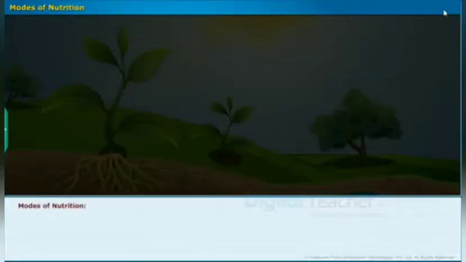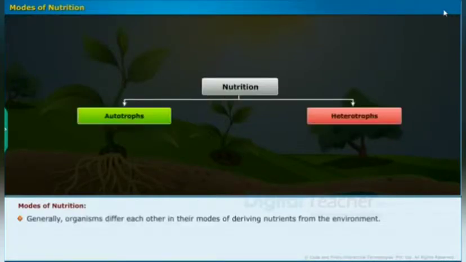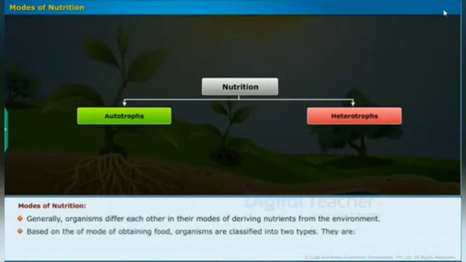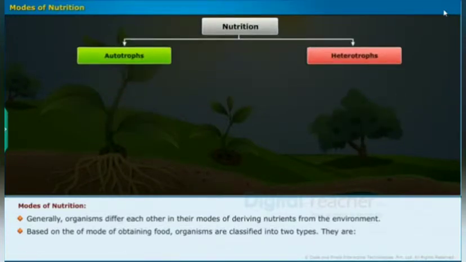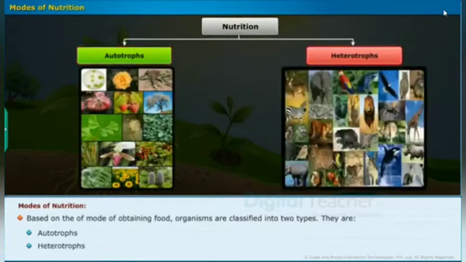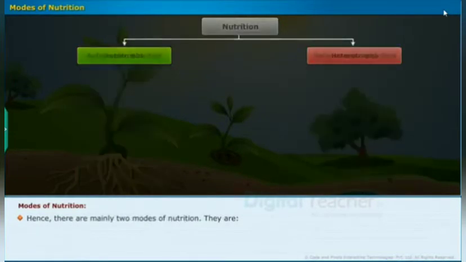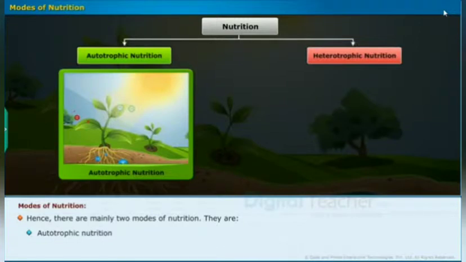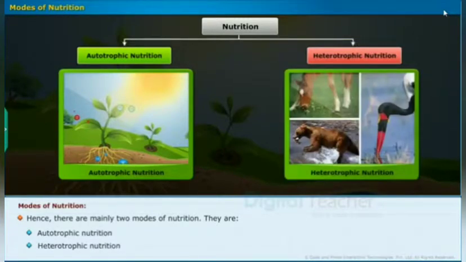Now, let us study about different modes of nutrition. Generally, organisms differ from each other in their modes of deriving nutrients from the environment. Based on the mode of obtaining food, organisms are classified into two types. They are autotrophs and heterotrophs. Hence, there are mainly two modes of nutrition. They are autotrophic nutrition and heterotrophic nutrition.